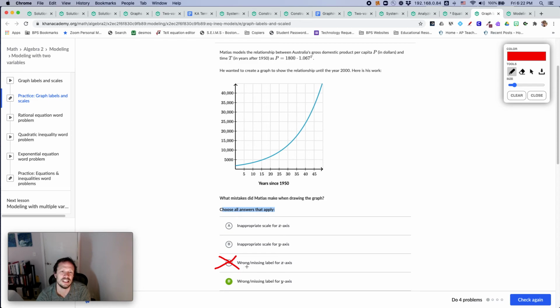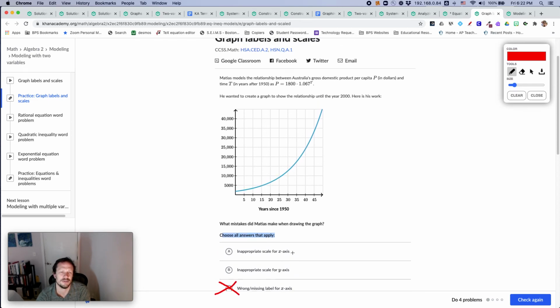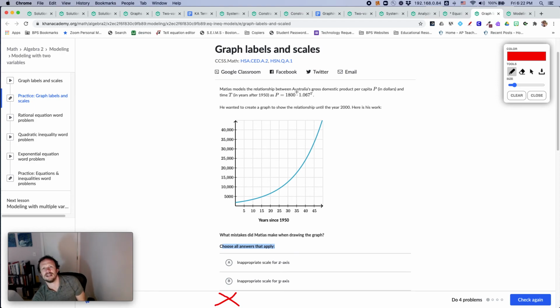Choose D, and now I look at A and B. Matthias models the relationship between Australia's gross domestic product per capita P and time T in years. In years after 1950, let's focus on the x-axis first since that's part A. Years after 1950. That's 0 years after 1950. This over here is 50 years after 1950, that would be 2000.